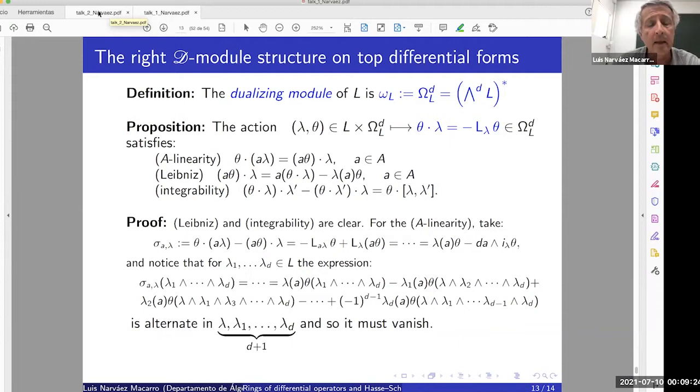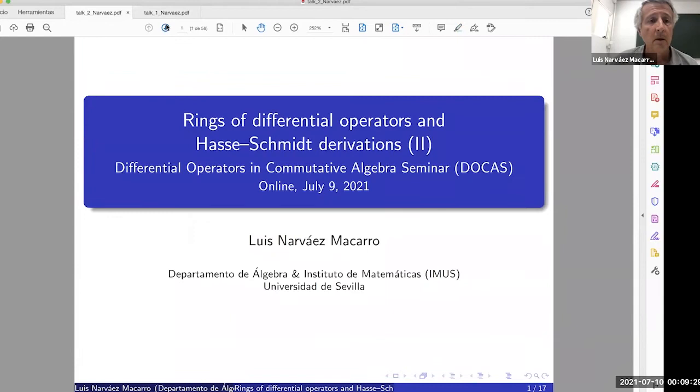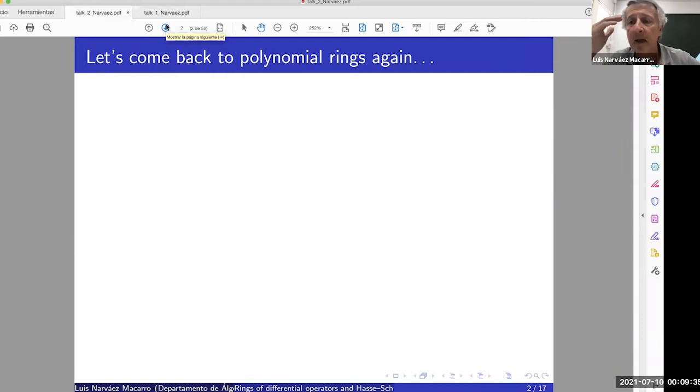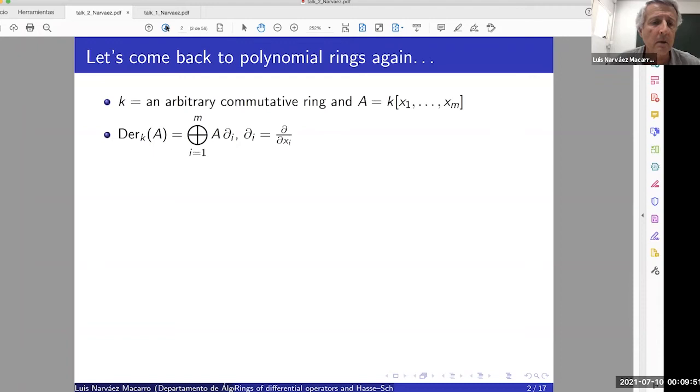So in the second part, what I pretend is to explain how we can use Hasse-Schmidt derivations to generalize the things I explained before with Lie-Rinehart algebras. So let's go to the easy but important case of polynomial rings. In this case, suppose that K is an arbitrary commutative ring, and you take A, the polynomial ring with coefficients in K.